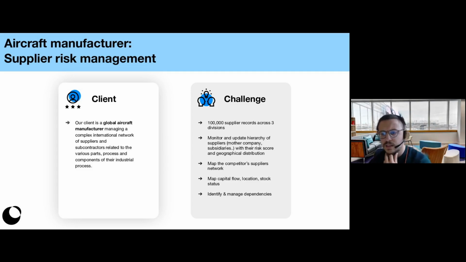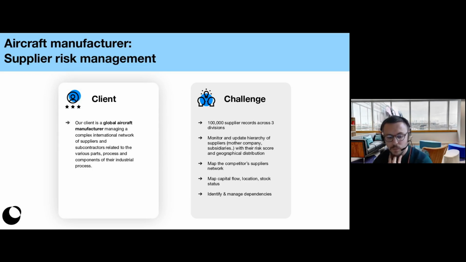The challenge is that they had more than 100K supply records across 3 different business divisions, and it's a very complex task to monitor and update the hierarchy of suppliers between mother companies, subsidiaries, companies that no longer exist, beneficial owners of the companies that change, directors that change, and still monitor that with their specific risk score and geographical distribution. So they were really struggling to have a clear view and a clear map, including competitor supplies network, to really identify and manage the dependencies.